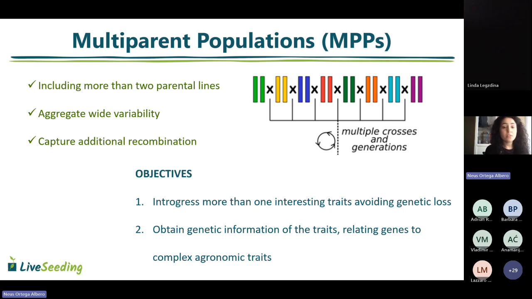So the basic objectives of this type of population, the reason we add that much genomic information, that much genetic variability, is that we can introgress into interesting commercial varieties more than one interesting trait, avoiding the genetic loss that traditional breeding methods cause. And we also can obtain genetic information on the traits, relating these genes to complex agronomic traits, to go further into plant evaluation, to ease our way to analyze the lines and select the lines.